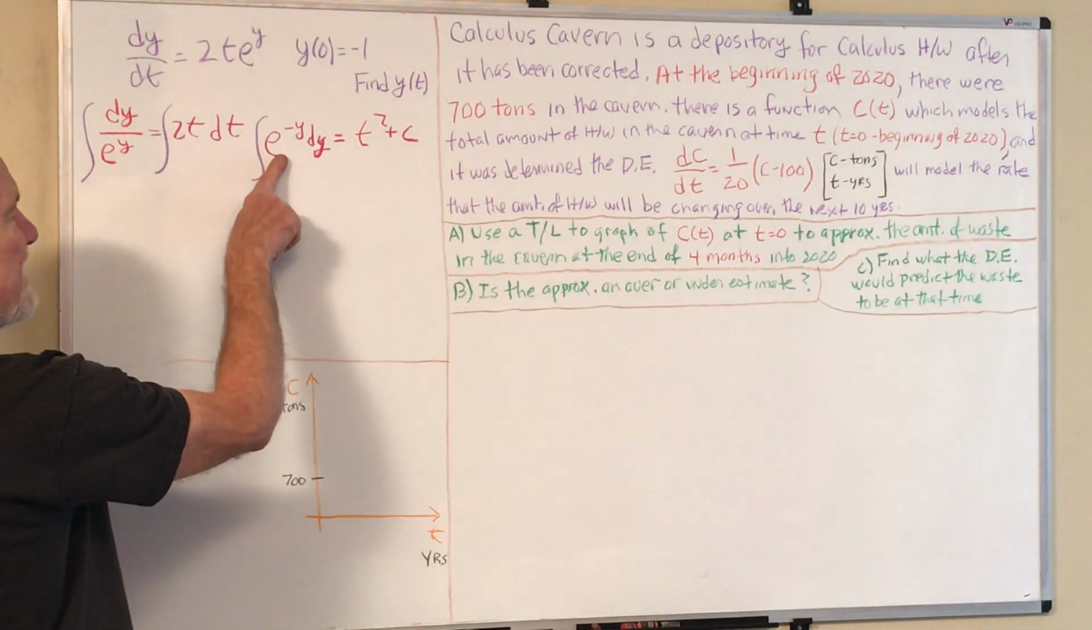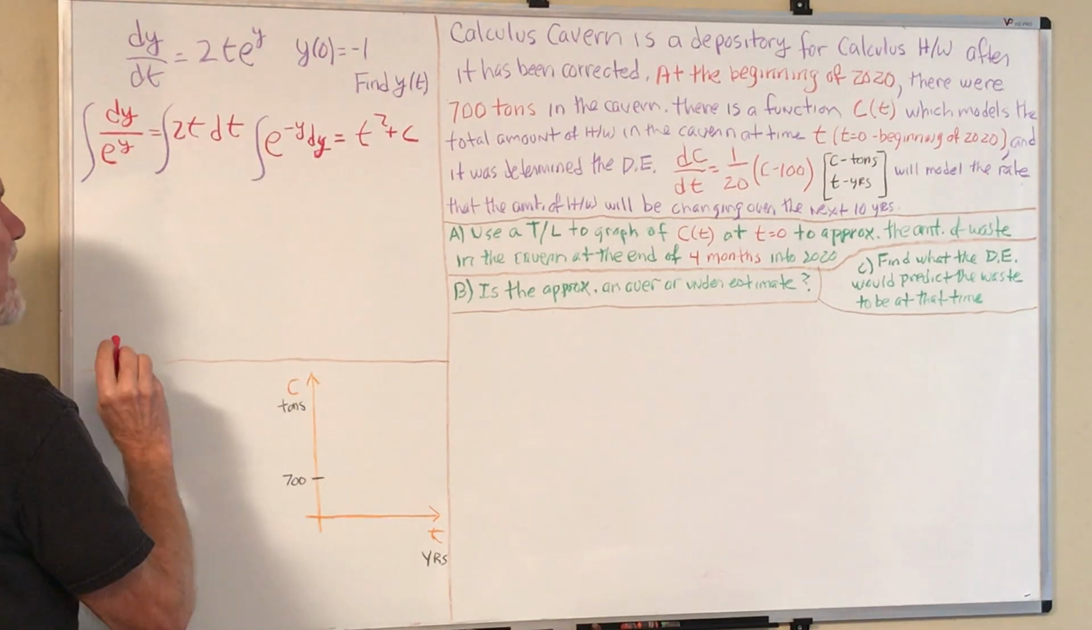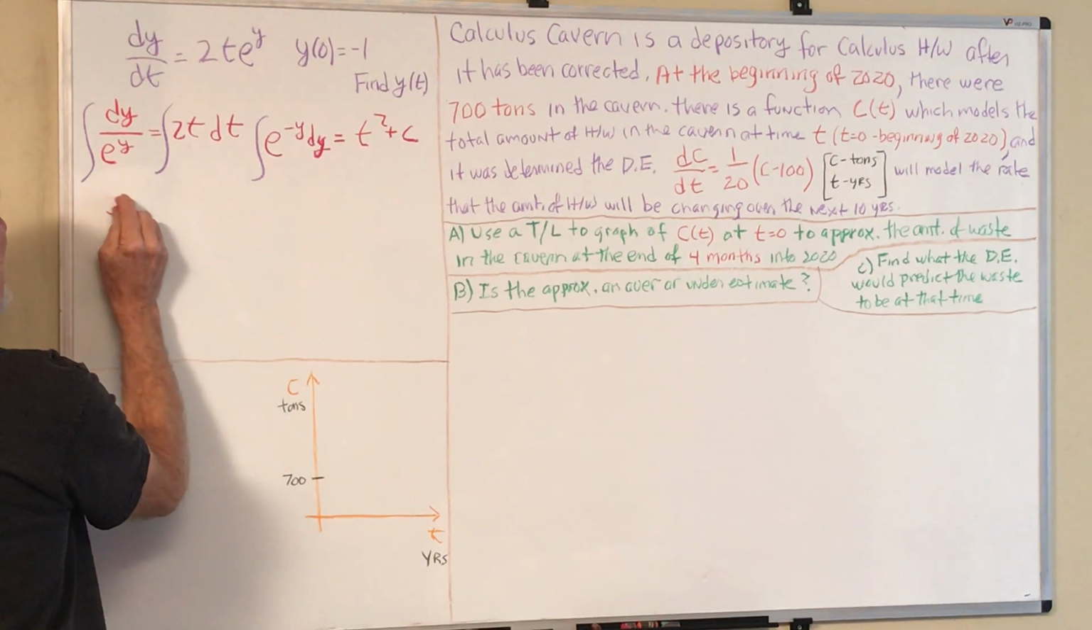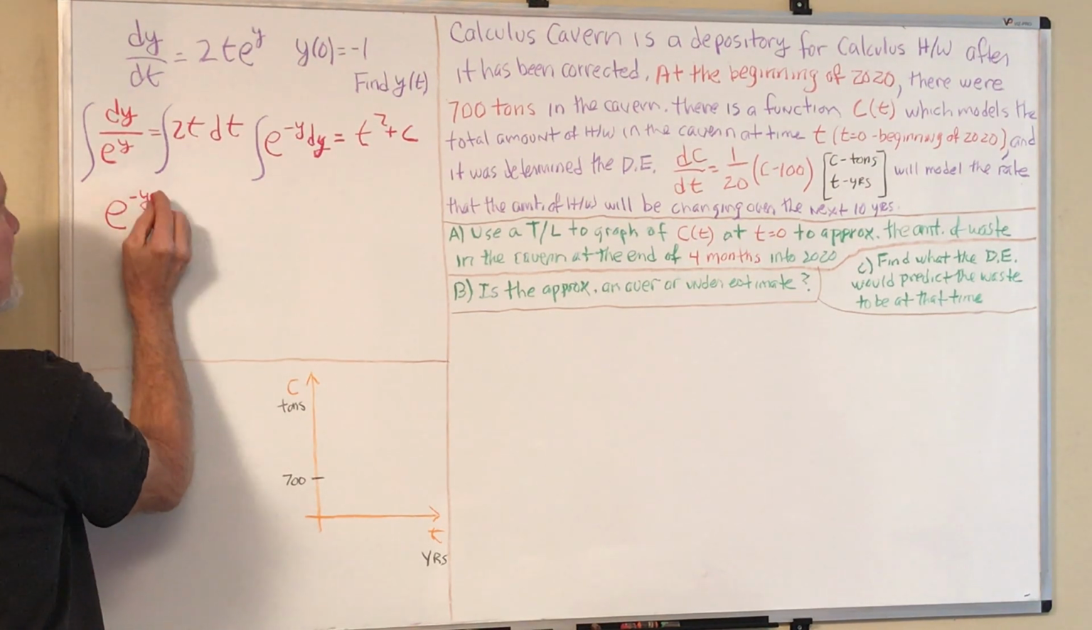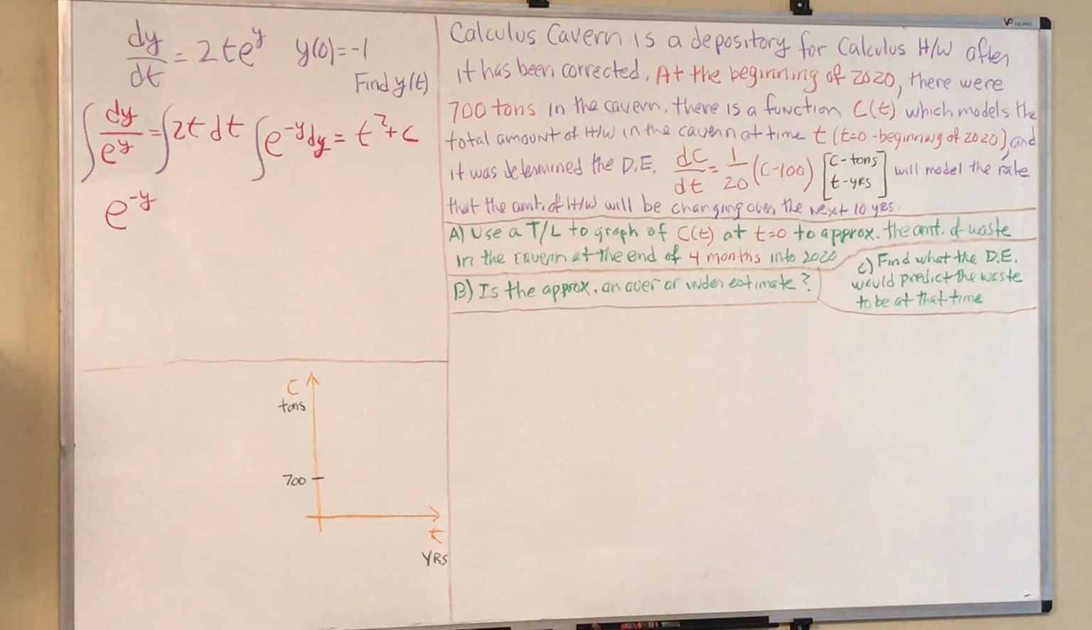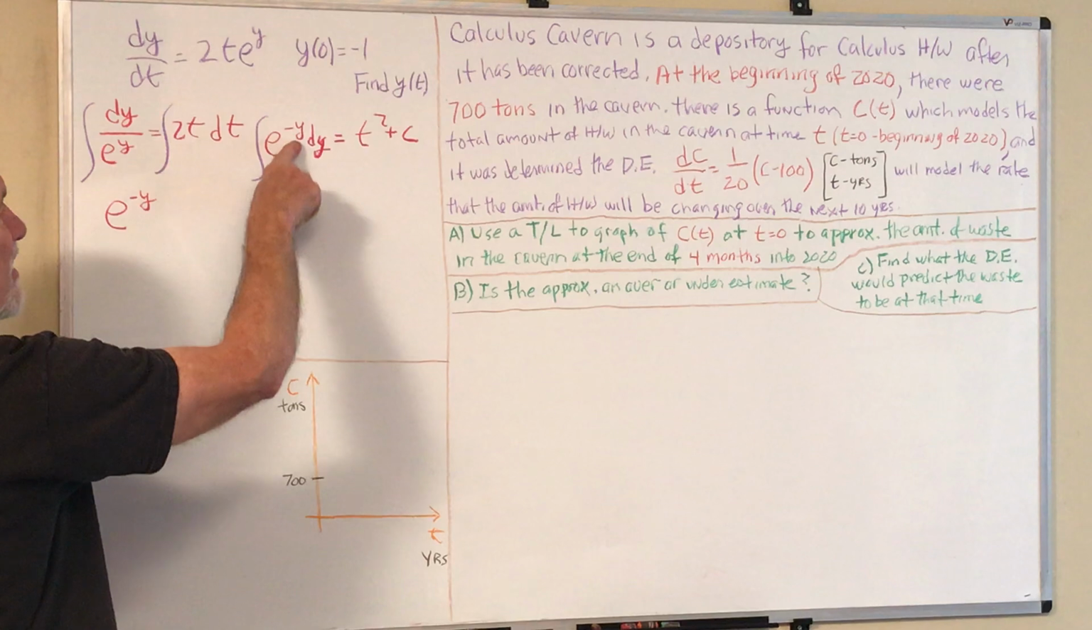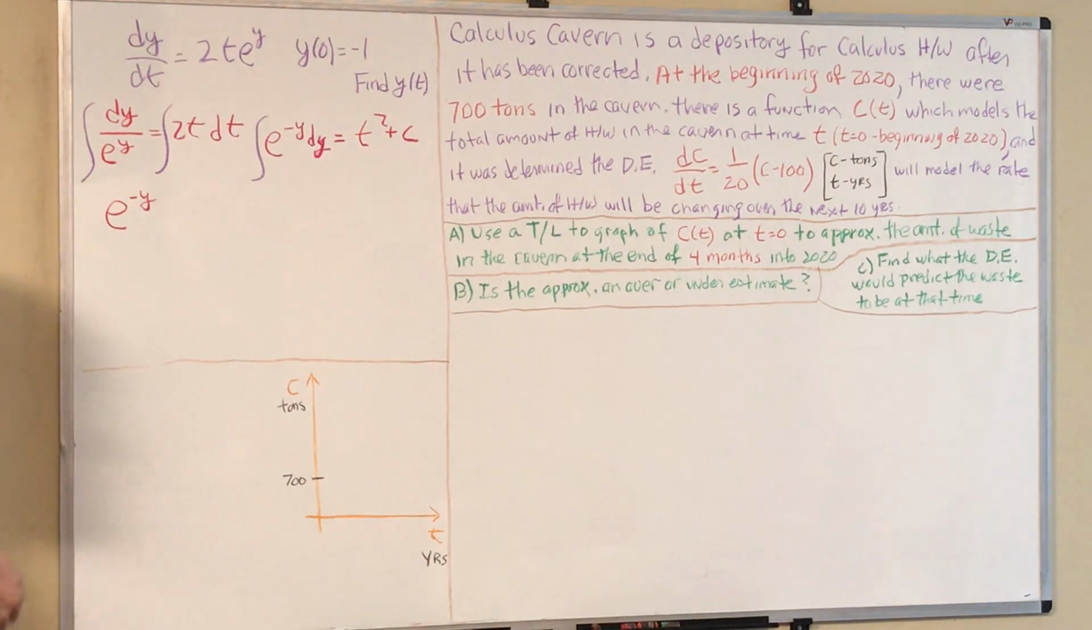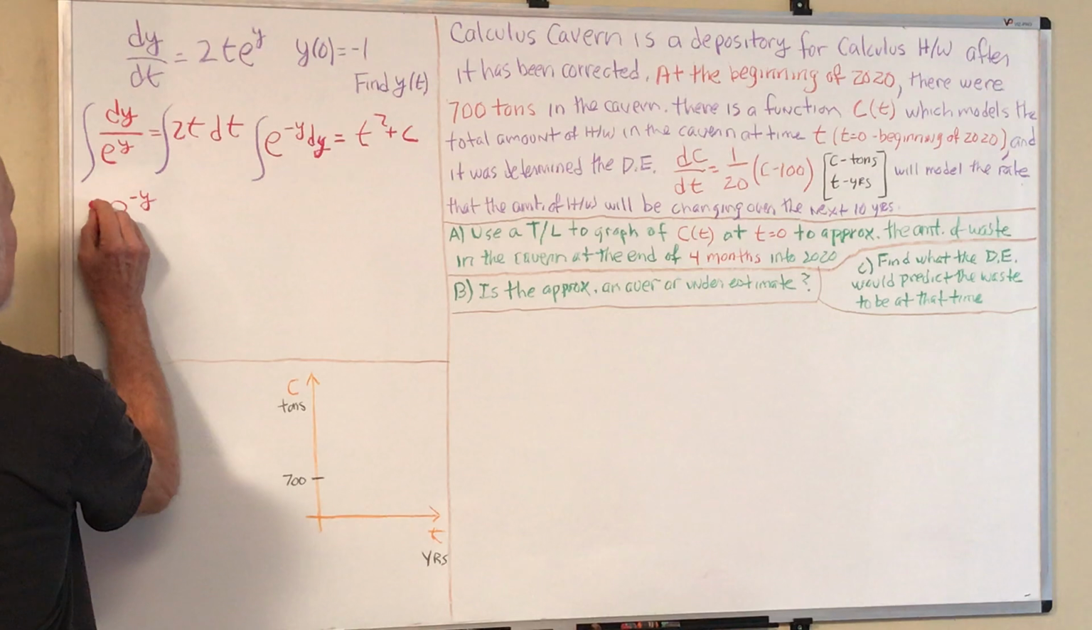Now, what's the antiderivative of e to the minus y? It's e to the minus y, but remember we have to then divide by a negative 1. Because it's multiplied by negative 1 here, we're kind of countering the chain rule when you take derivatives. So we're taking antiderivatives, so you have to divide by -1.